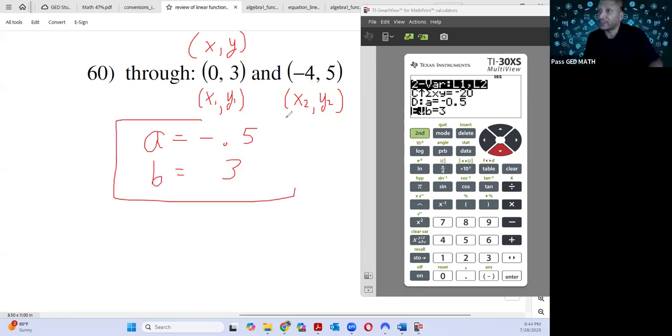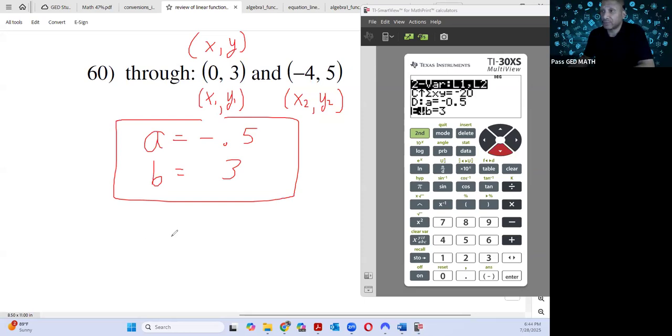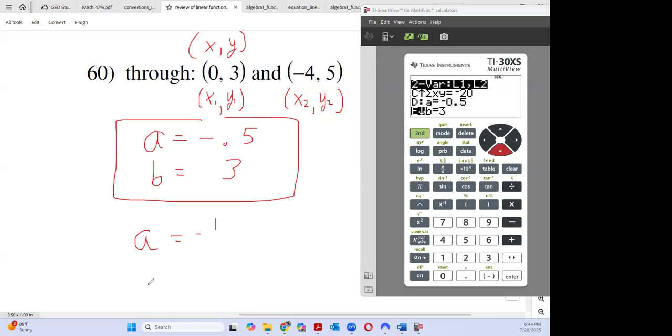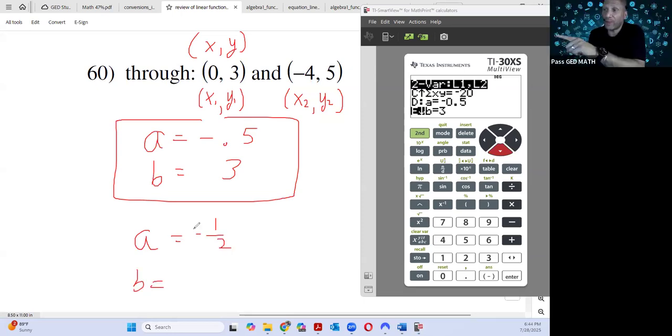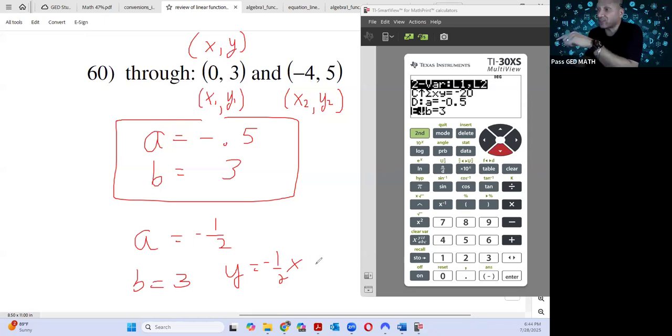But the problem is my multiple choice said negative 1/2 x, right? What is negative 0.5 as a fraction? Negative 1/2. My b is 3. So if I know my slope is negative 1/2, I know my y-intercept is 3. What's my equation of the line? y equals negative 1/2 x plus 3.